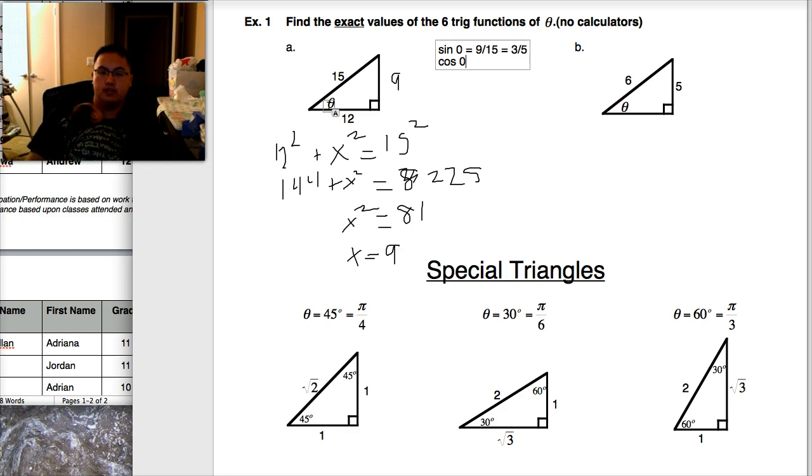Cosine of theta, CAH, is adjacent over hypotenuse. Do you see with my angle here, the adjacent one is this one here, 12. It's right next to the angle. And the hypotenuse is still 15, so 12 over 15, or reduced is 4 over 5. Then tangent, the TOA, tangent of theta, is opposite over adjacent. The one that's opposite, or the one that the angle opens to, is 9. Adjacent, the one next to it, is 12, so 9 over 12, or 3/4.